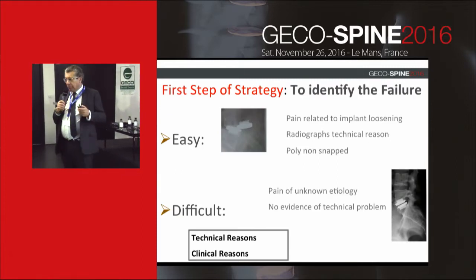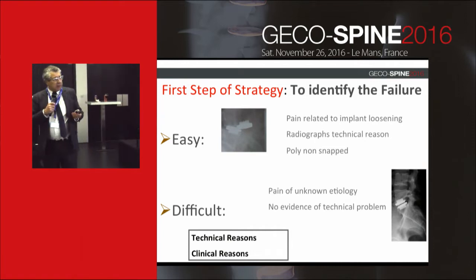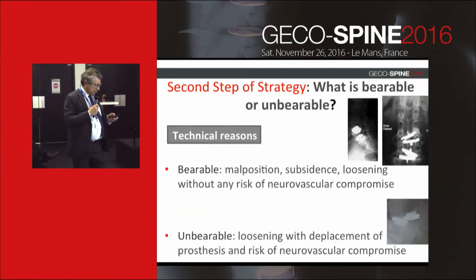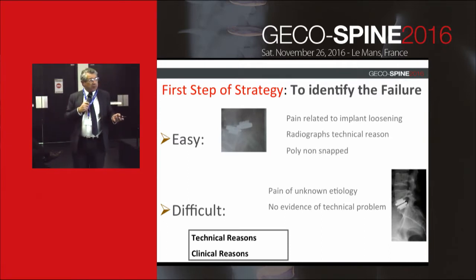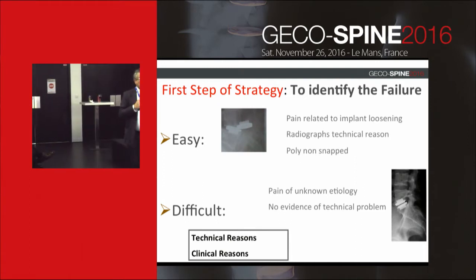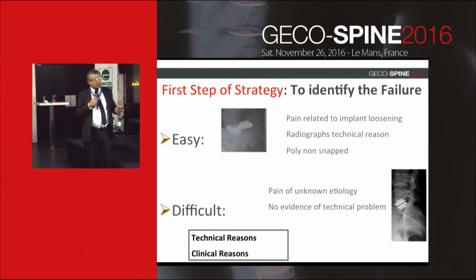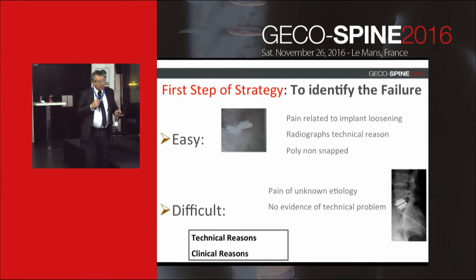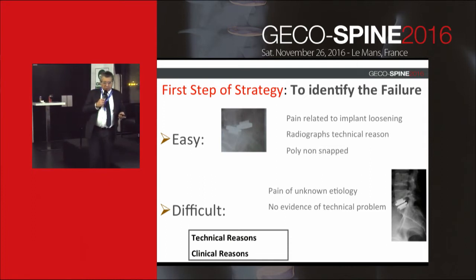Then the first step of the strategy is to identify the failure. It could be easy, like in this case with the loosening of the prosthesis, and the pain is related to the implant loosening. The radiographs show a technical reason, and here the polyethylene was non-snapped. It could be difficult in case of a patient with unknown etiology, and there is no evidence of technical problem.